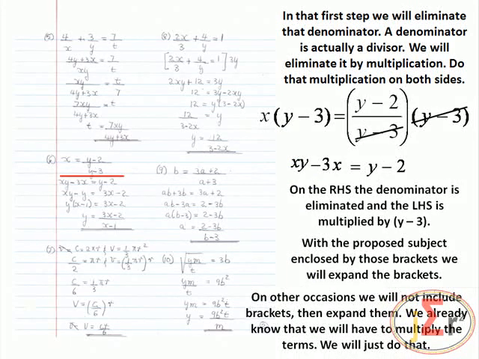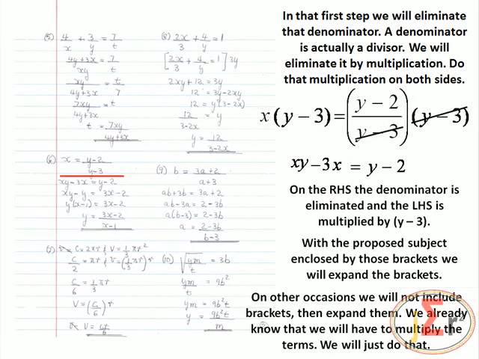On other occasions, which is the ones to come, we will not include brackets, then expand them. We already know that we will have to multiply the terms. We will just do that. So we will not take, in subsequent situations, this denominator and write it in brackets on the other side. Then we'll have to do another step of expanding the brackets.